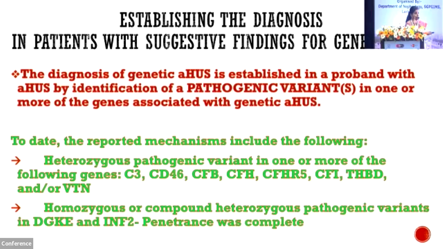And one of the important factors for manifesting the disease is age. So as your age increases, your penetrance increases. It has been shown that when you reach 70 years of age, the penetrance of these genetic mutations increases up to 65%.